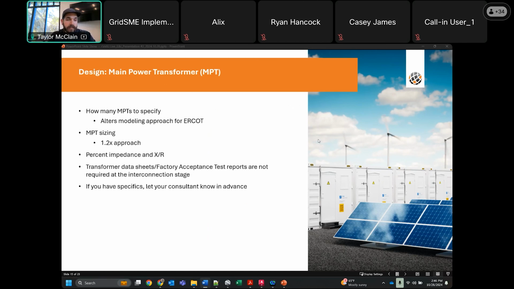Similarly to the slide on the pad mounts, percent impedance and X over R, typically for these bigger transformers, are somewhere in the 8 to 10, maybe 12% range for percent impedance, and X over R probably in the 40 to 60 range. So we have set values that are going to be good estimates. If you don't know those, then just work with your consultant and have them specify something that's in the ballpark.